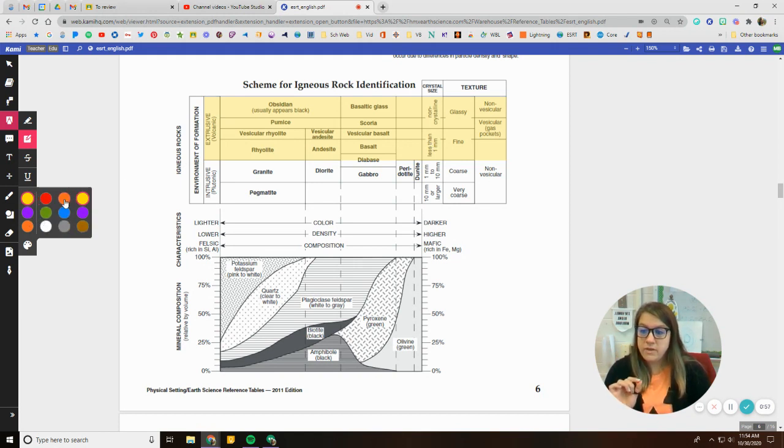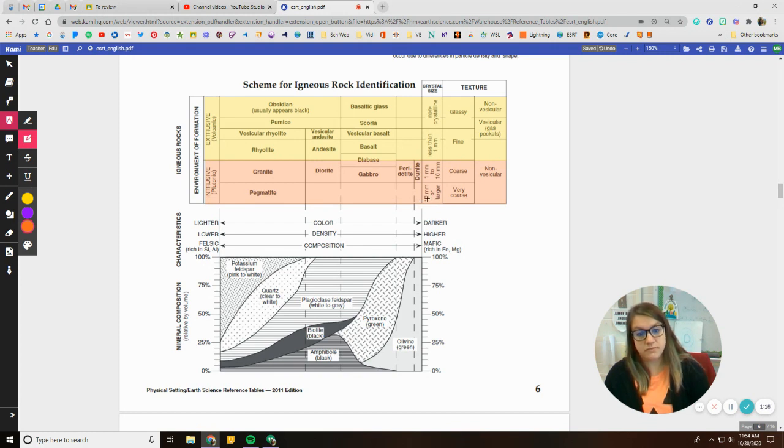Okay, and now you have your intrusive rocks. These ones cooled inside of the earth. Okay, so your texture is going to be non-vesicular, so there's no gas pockets, and you're going to have it be coarse or very coarse because your crystal size is going to be from 1 millimeter to 10 millimeters, or for these big ones, it's going to be 10 millimeters or larger. So it can be 1 centimeter all the way up to being something that's really large. Okay, so that's working this chart from left to right.